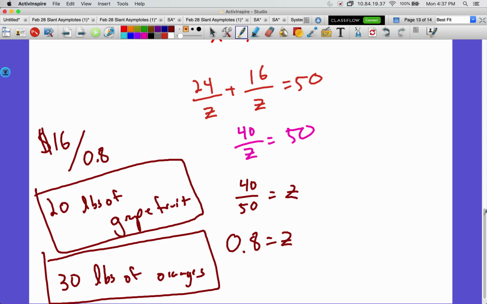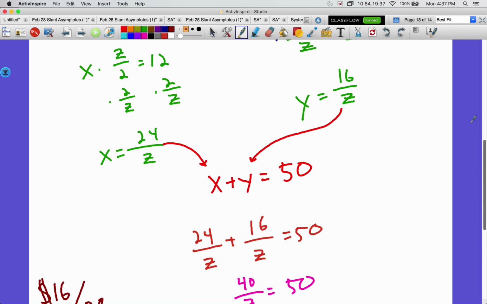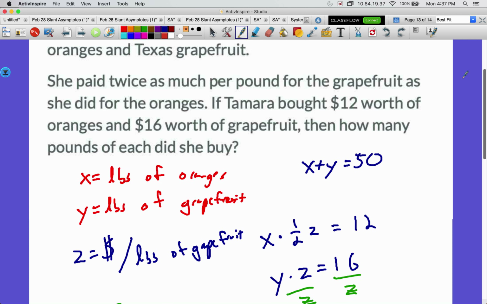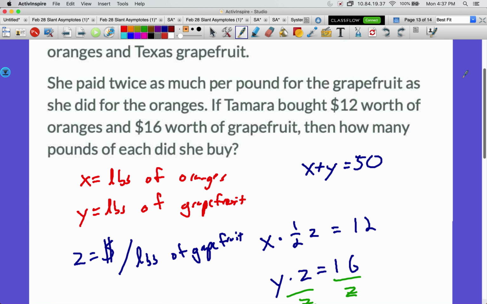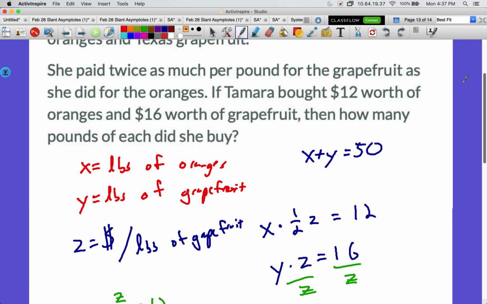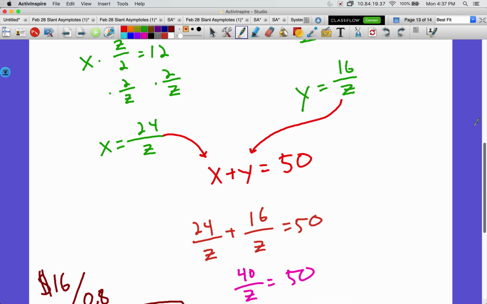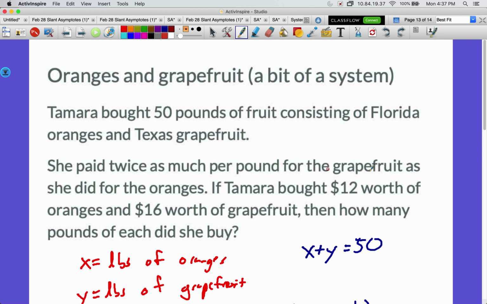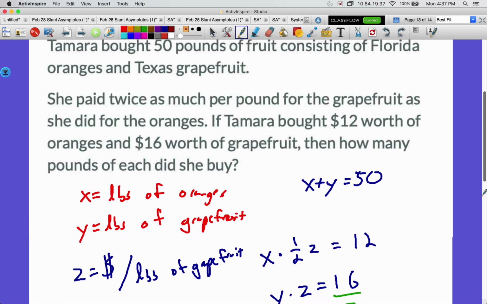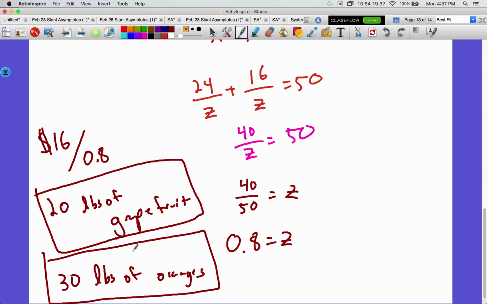And let's just make sure that that makes sense. We said oranges were half the price of grapefruit, so they should be only 40 cents per pound. So 30 times 0.4 gets me $12. Is that what I paid in oranges? $12 worth of oranges. Okay. So all that work, it was 20 pounds of grapefruit, 30 pounds of oranges.